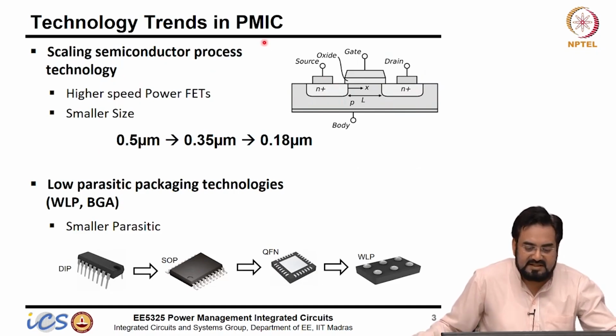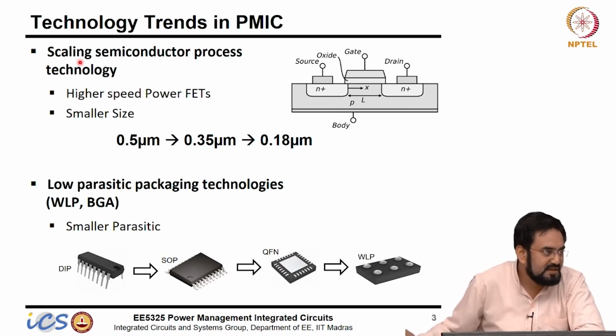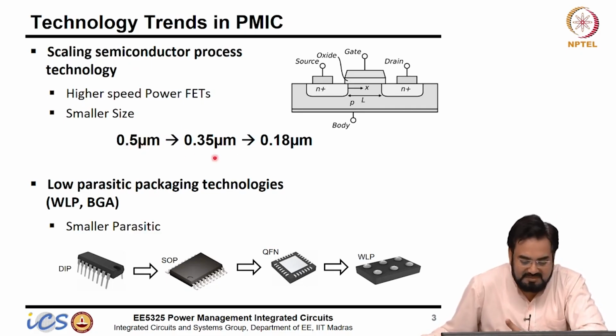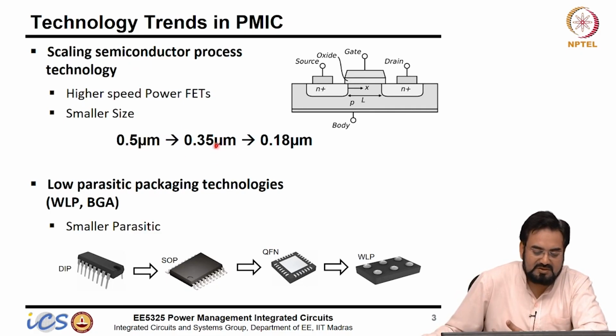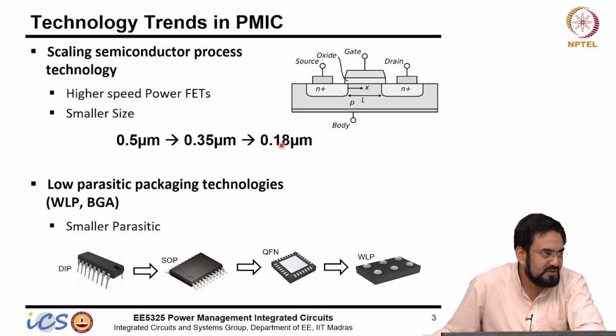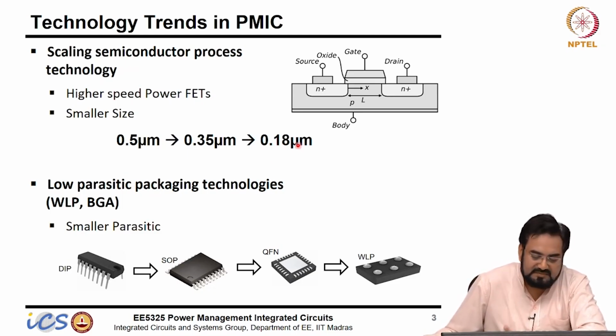If you look at technology trends in PMIC, we know that semiconductor process has been scaling. Almost every year you get a new process. If you look at maybe 20 years back, we were at 0.5 micron, then after 5 years or so you got 0.35, and then 0.18. It has been here for more than a decade, 0.18, and we still use this 0.18, because of all the features which were available here, like high voltage devices and everything.